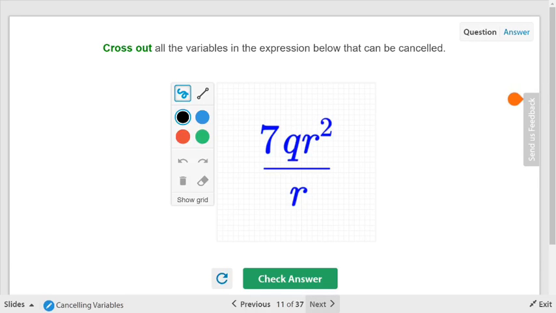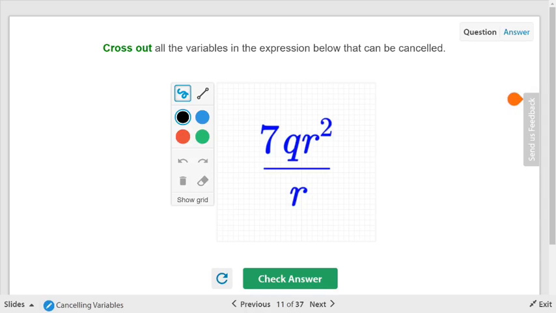Now remember this. If there's bigger stuff in the bottom than there is in the top, then you're always going to be left over with something in the bottom. If there's more stuff in the top than there is in the bottom, then you're always going to be left with stuff in the top. Does that make sense? Wherever the more stuff is. So here we go. This is one in your homework, very similar to what we did.